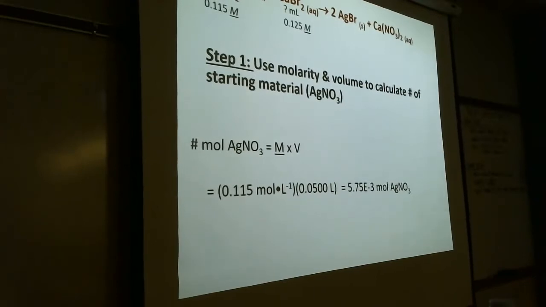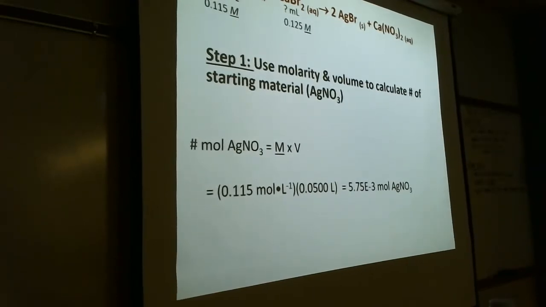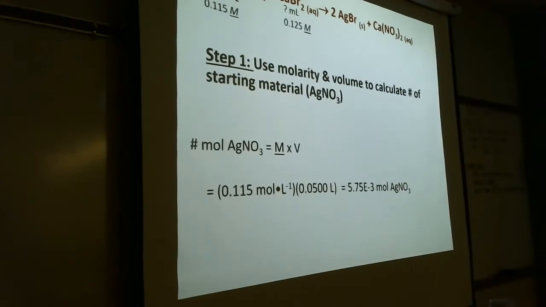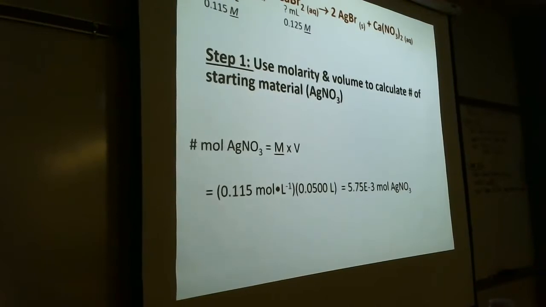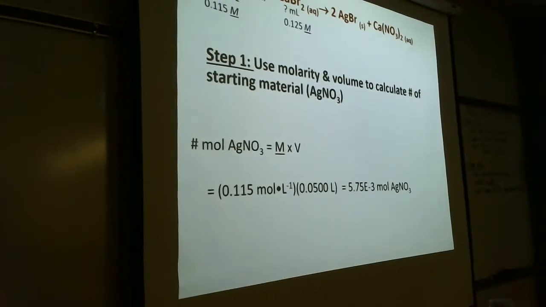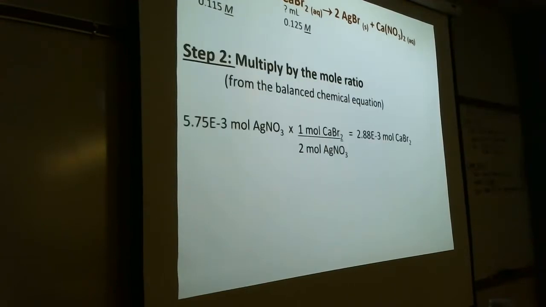Does everybody understand how we did step 1? Molarity times volume gives number of moles. So find a way, any way, to get moles in step 1. Everybody good on step 1? We multiply molarity times volume. Okay, step 2 is the mole ratio.